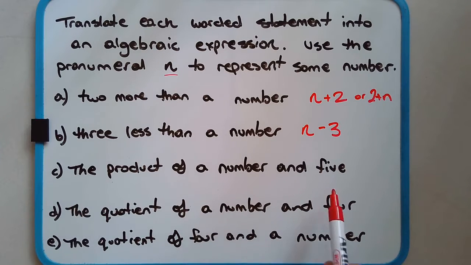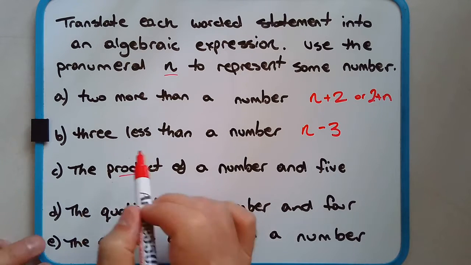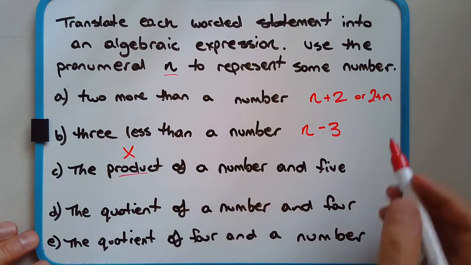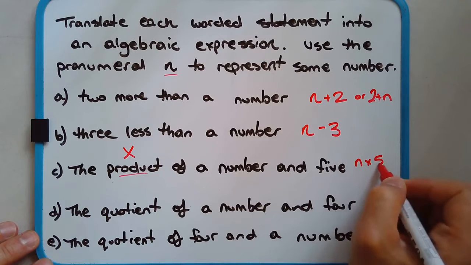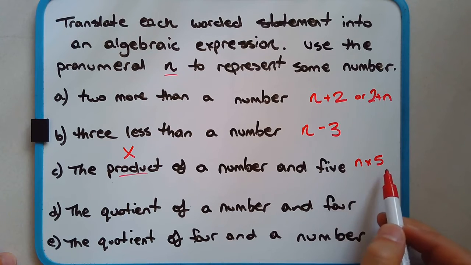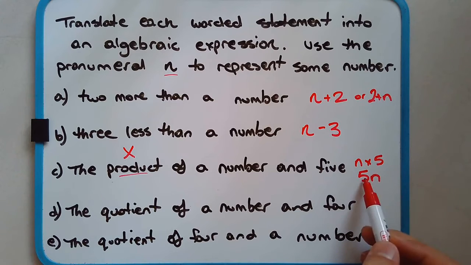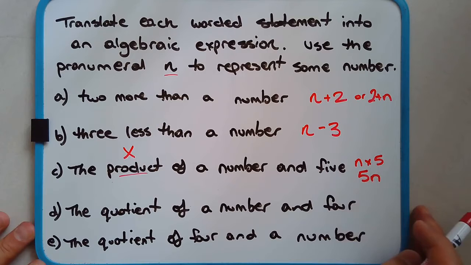The product of a number and 5, the word product means multiplication. So it means n times 5. But rather than writing it as n times 5, there's a shorthand way of writing that, which is just 5n. We put the number first, and then we write the pronumeral, and we don't have to show the multiplication symbol.